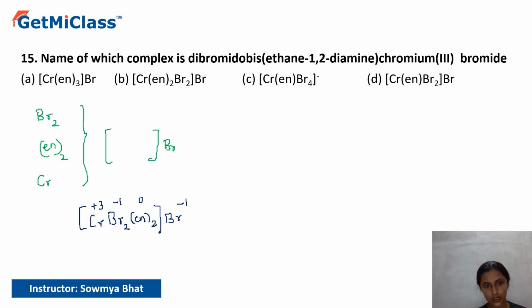The charge here because of this is +1, so the valency, the charges crisscross are balanced, and we are going to get the formula of the complex as [CrBr2(en)2]Br. This is the formula of the complex, which is matching with option B here. So that's the answer.